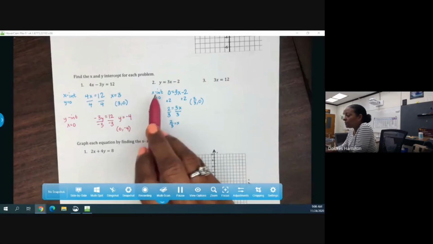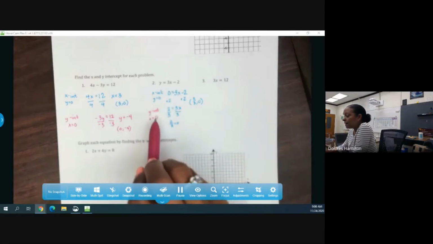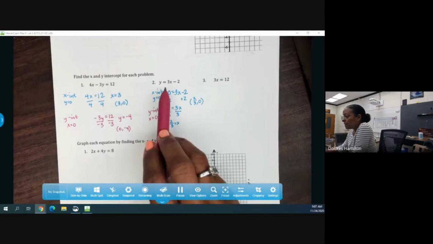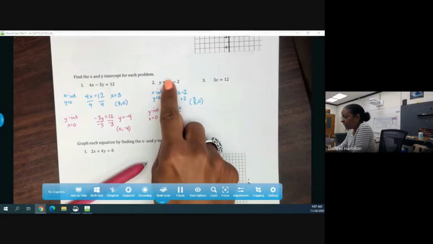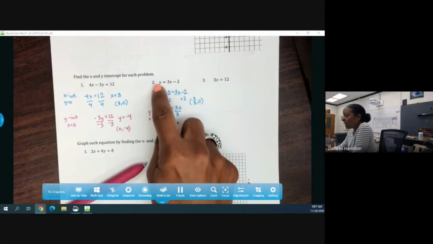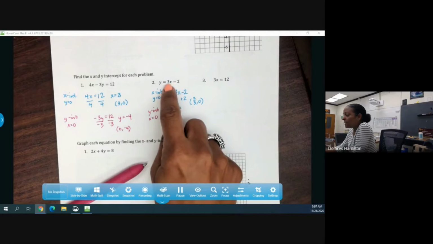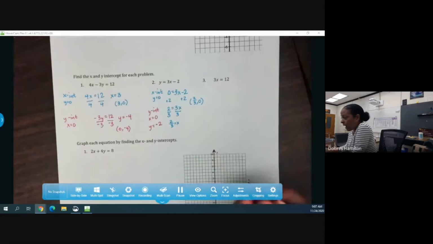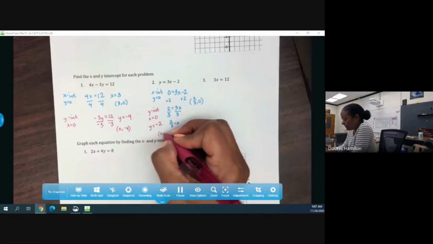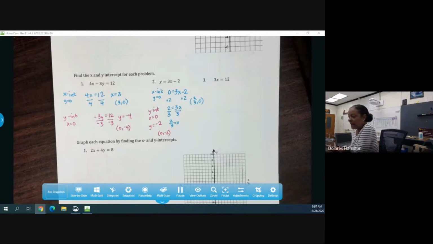For my y-intercept, I'm going to set my x equal to 0. And so that term goes away, leaving us only with y equals -2. We also knew that because this is in our mx plus b form. Y equals -2, and we can write that as an ordered pair.